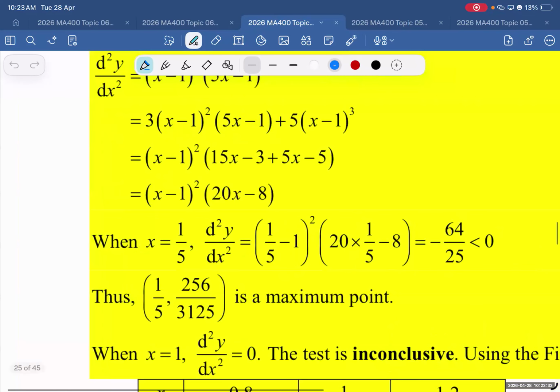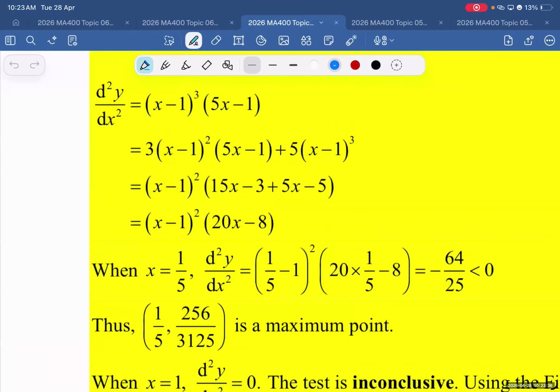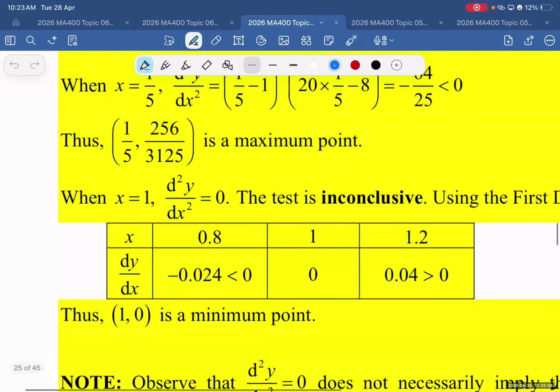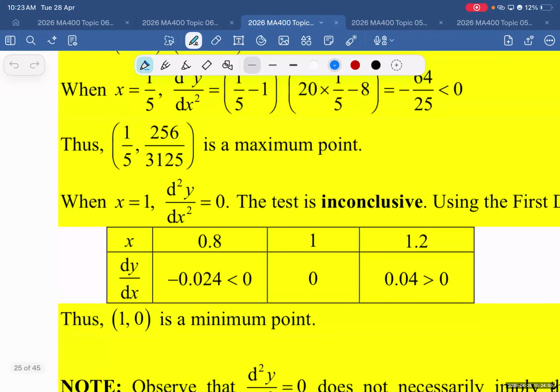Okay, good. I found that it works for x equals 1/5. But when I go to x equals 1, I got my second derivative to be 0. So it is inconclusive. When the second derivative is 0, it's a failure. You cannot conclude anything. It could be a maximum, a minimum, or an inflection. So it's like you going to 7-Eleven, I want to buy 10 years series, then I realize it doesn't have. Then I have to go to Popular Bookshop, which is far away.